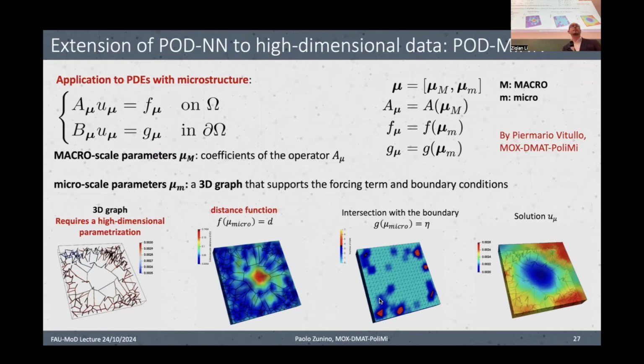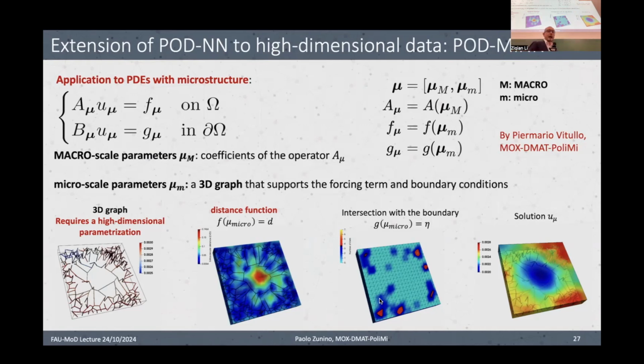For example, here is a problem that is inspired by microstructure. So basically, we have a PDE with some parameters that can be split into families. Classical parameters that are related to the operator, but also microscale parameters that, for example, can describe the configuration of a graph inside the domain, and we assume that this graph is the support of the forcing term. Like in a heating system, this could be the heating channel in some medium. This example is actually inspired by our microcirculation, which is essentially our biological heating or distribution system.